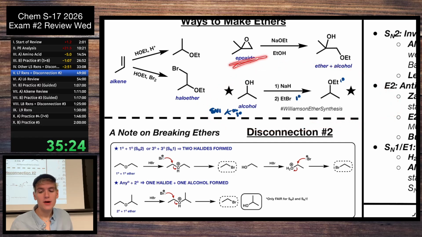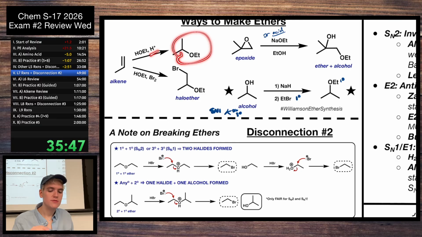So we have epoxide opening. This one I just did in base, but we could also do it in acid. Then we had some ways of making it from alkenes, like we could do an alcohol with H+ or an alcohol with Br2. That would make a halo ether if we did it with Br2. This one could rearrange because we do H+.